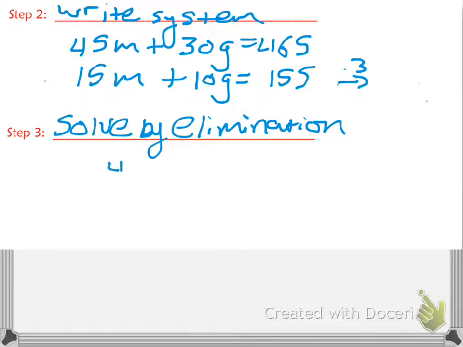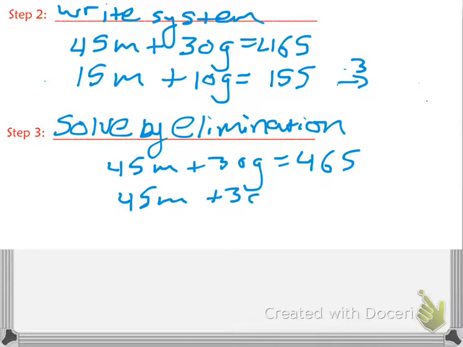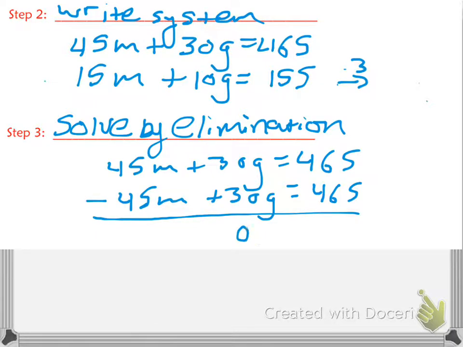So when I do that, I'm just going to copy the top one down again: 45m plus 30g equals 465. When I multiply my bottom one, I'm going to get 45m plus 30g equals 155 times 3, which is 465. So if I subtract those, you might be seeing that I'm going to get 0 on this side and 0 on this side. So with the information provided, I can't find what M and G are. I can't find the price of these things.